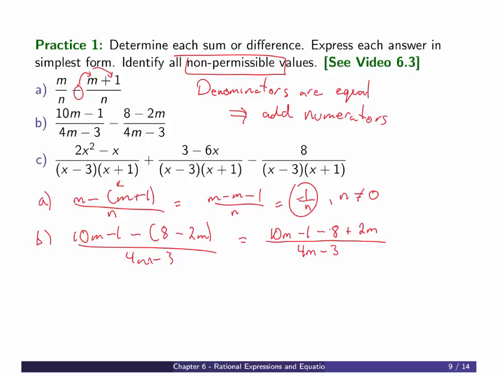Now we collect like terms. We have 12m minus 9. You can clearly see what's going to happen here. But before I go on, I'm just going to identify the non-permissible value here. M, by the way, cannot equal 3 over 4, otherwise this denominator would be 0. I set 4m minus 3 to 0 and solve for m to get that value. Now I can go ahead and factor a 4 out.